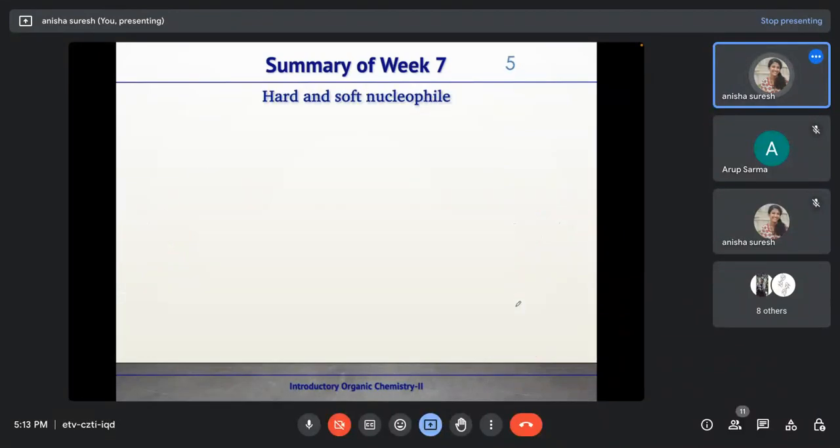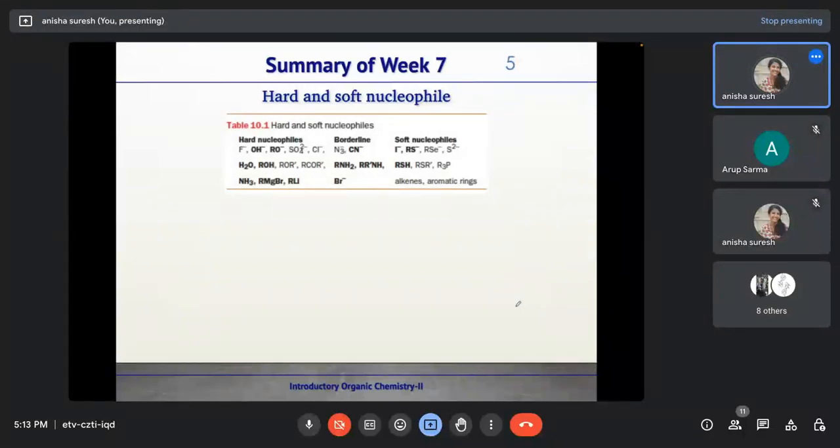Now coming to the concept of hard and soft nucleophiles. The nucleophiles that are smaller in size and higher in electron density are known as hard nucleophiles. Smaller size, larger electron density. If they are smaller in size, the electron density will be concentrated in a very small portion. So because of that, they will have larger electron density. Such nucleophiles are known as hard nucleophiles.